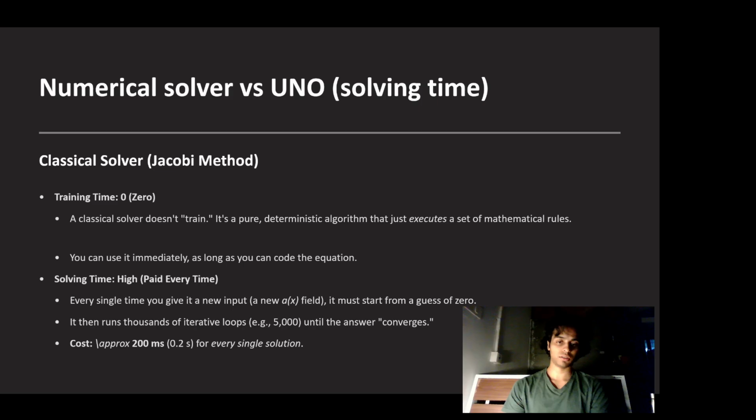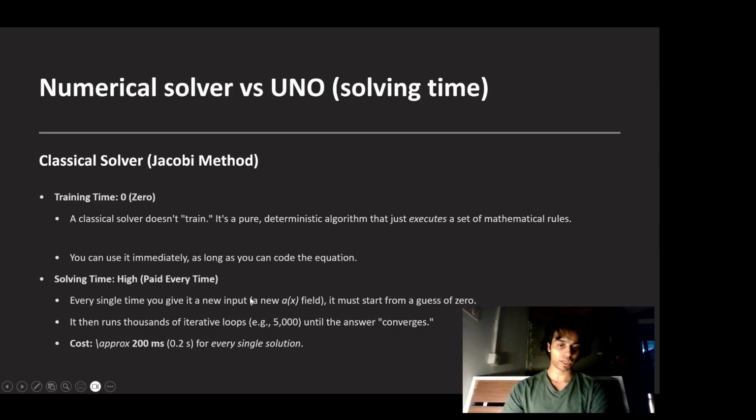So now let's see how we can start comparing this, right? The classical solver, as I said, does not train, it's purely deterministic, and it just executes a set of multiplications. Naturally, exactly like the rock analogy, we drop a rock, we try to use Newtonian mechanics to solve what the velocity will be, where it will be at a certain period of time, etc. Whereas you do not need to do this with the UNO, right?